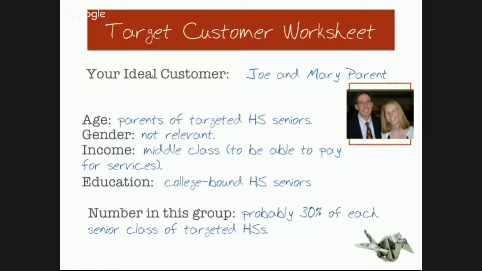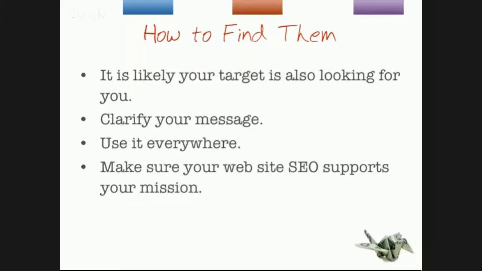This is the work that Barbara did on her worksheet, and she keeps that in front of her, particularly with the picture of what a couple might look like. That helps her, as we said, talk to the right person at the right time. And she's very interested in doing that and knowing exactly who she should talk to. So now she knows who her target is. How is she going to find them?